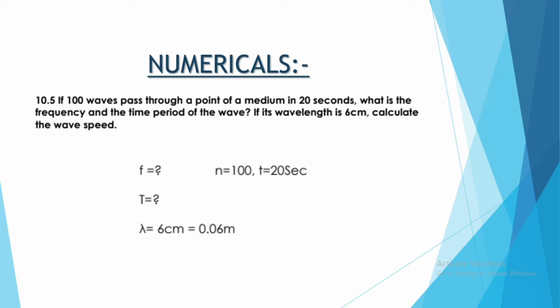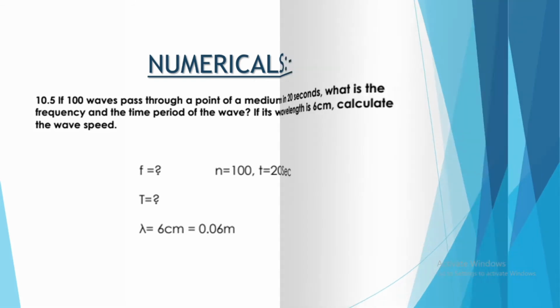If 100 waves pass through a point of medium in 20 seconds, what is its frequency and the time period of the wave? If its wavelength is 6 cm, calculate the wave speed. F is unknown, T is also unknown, where lambda is 6 cm or 0.06 meter. N is equal to 100 and t is equal to 20 seconds.